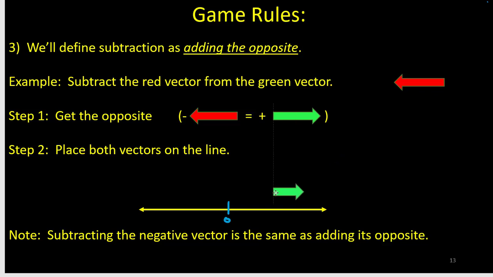We'll start by placing the original vector on the number line. Now we have to worry about the fact that we're subtracting, so we need to get the opposite of this guy right here. So this is subtracting a negative vector. We do just the opposite. Instead of subtracting the red vector, we're going to add the green vector. In this case, we just bring this guy down here, butt them up to each other like that, and we're well on our way.